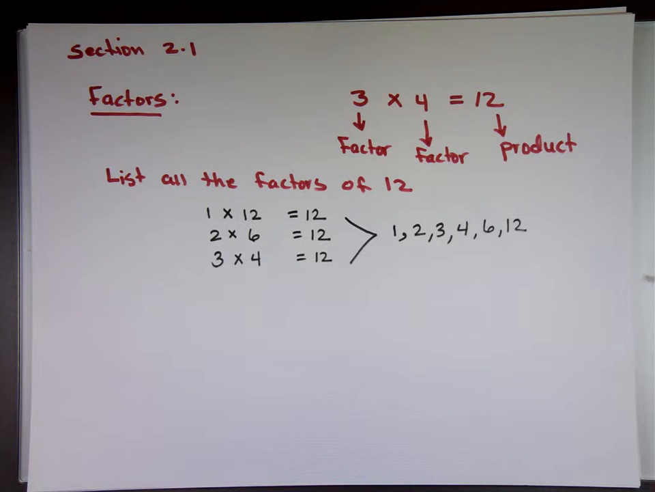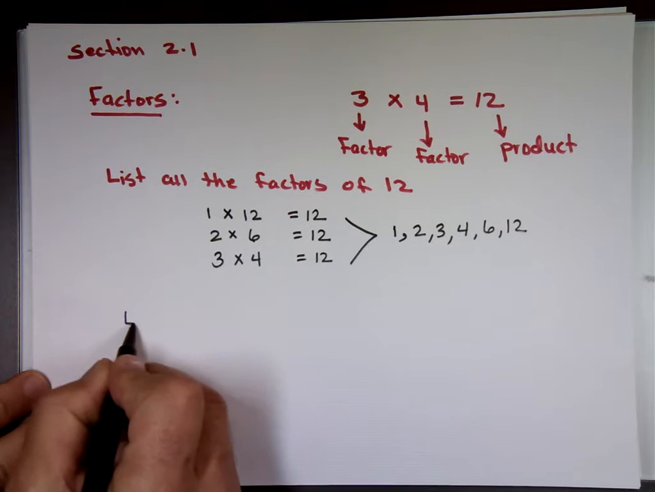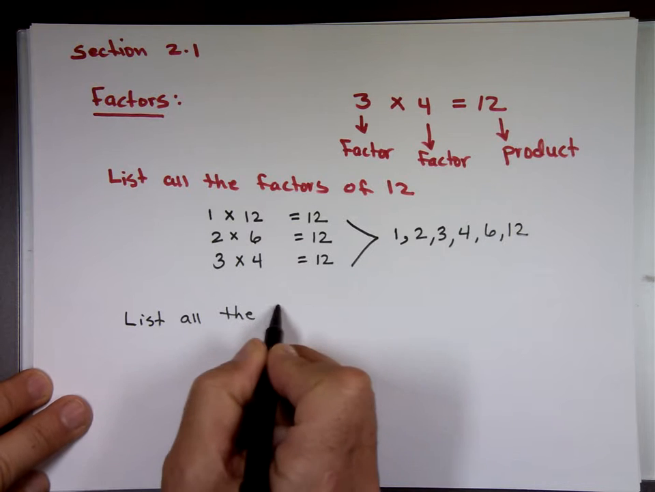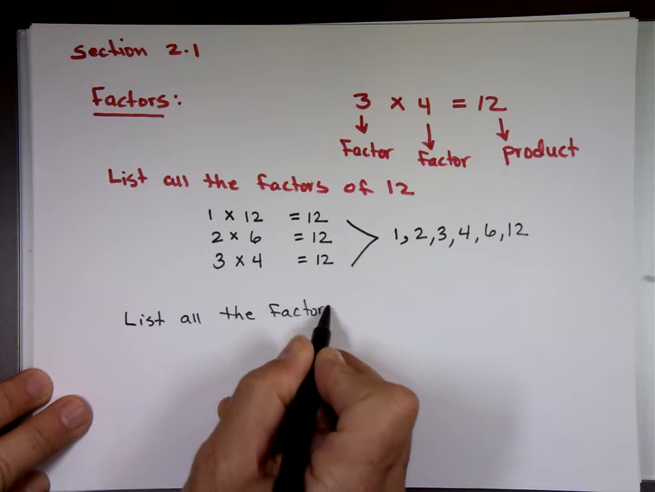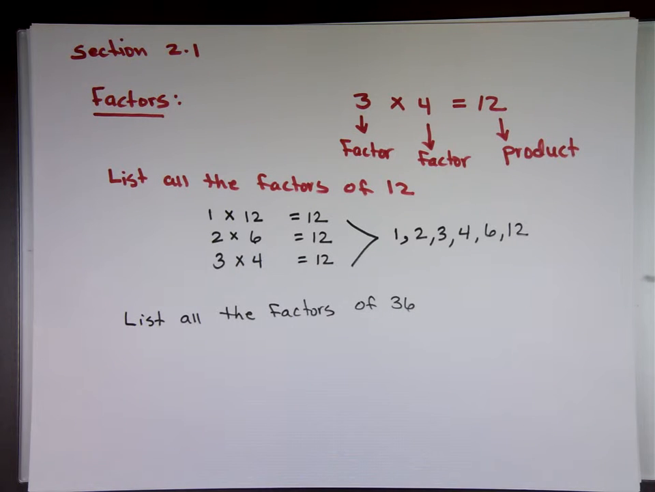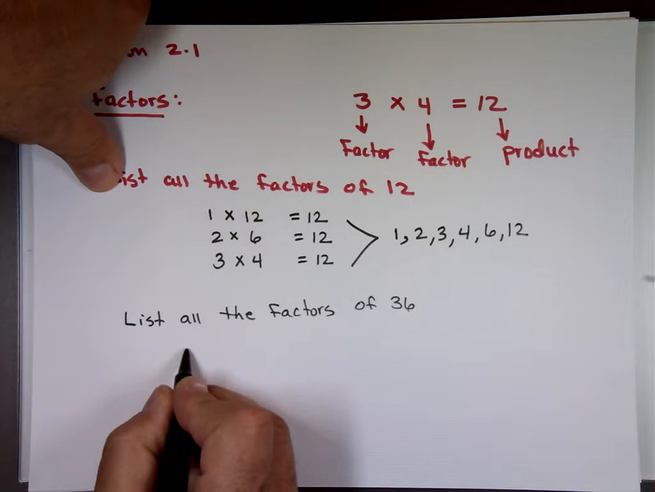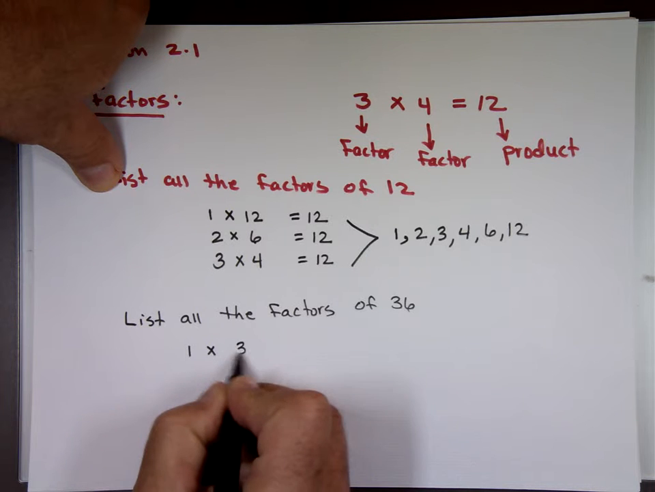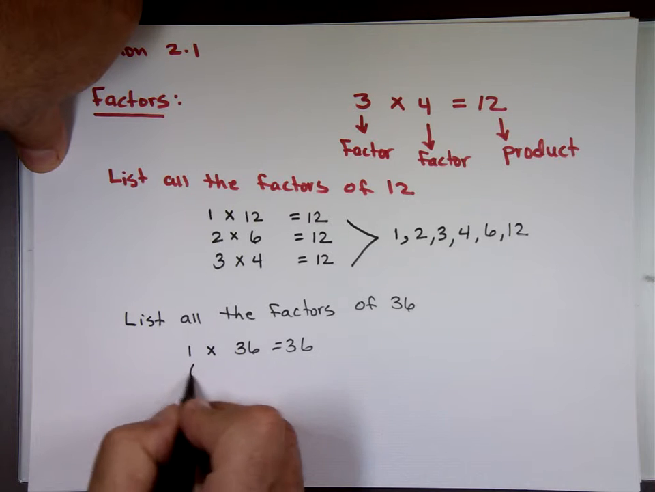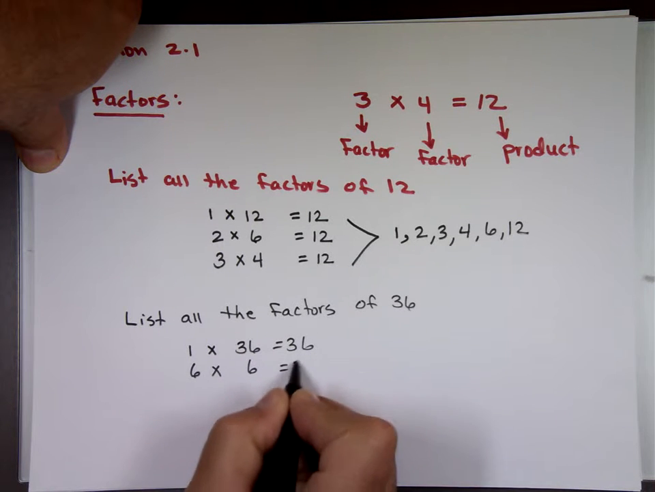Let's try another one. List all the factors of 36. So let's list all the factors of 36. How do you get 36? 1 times 36 is 36. Good. That's 2 of them. 1 and 36. What else? 6 times 6 is 36. That's good. What else?